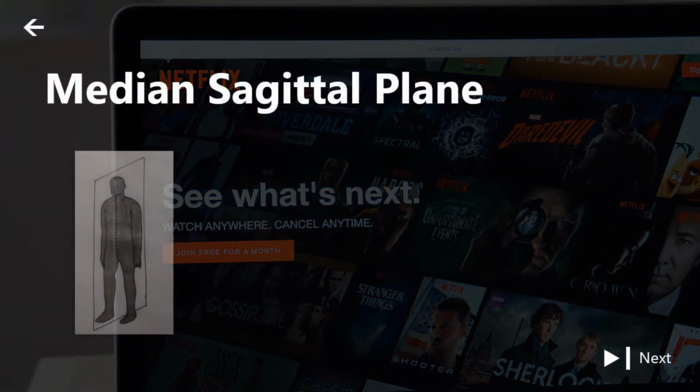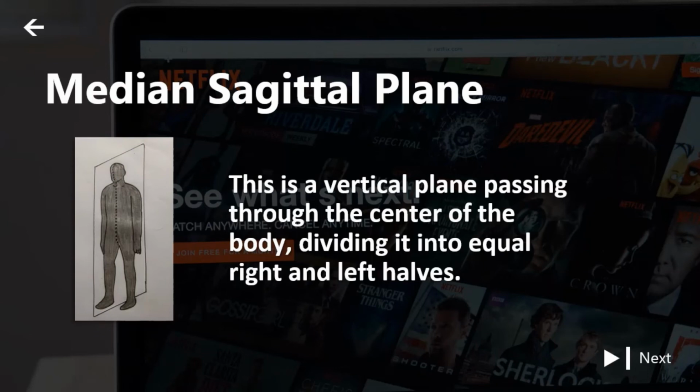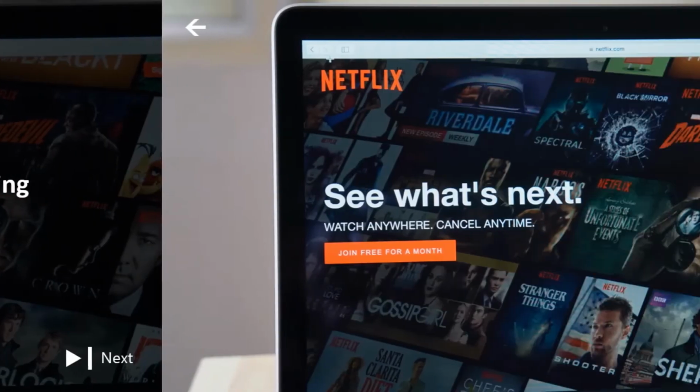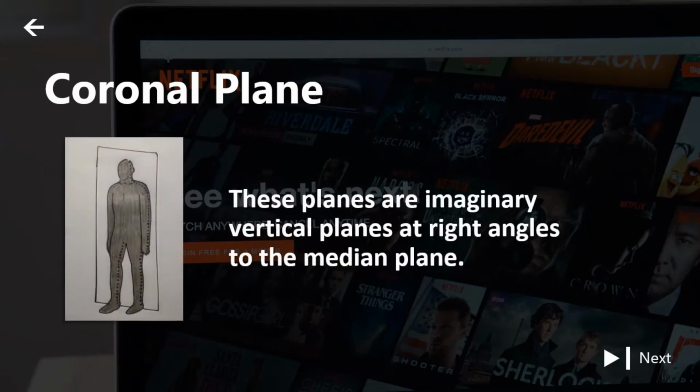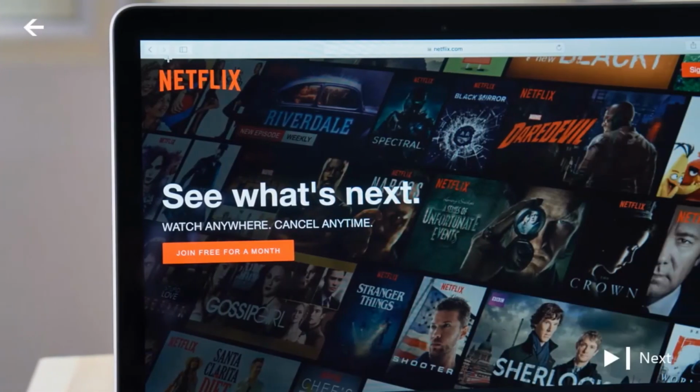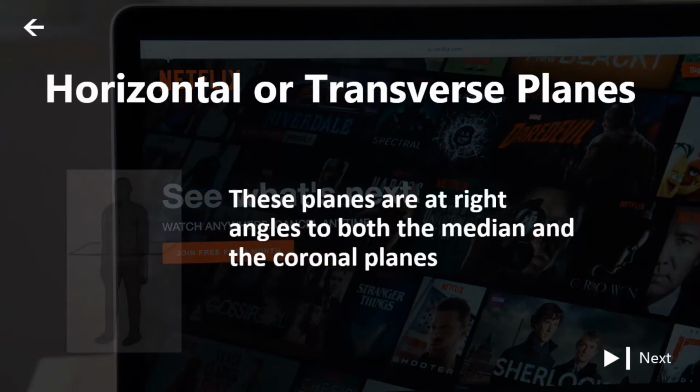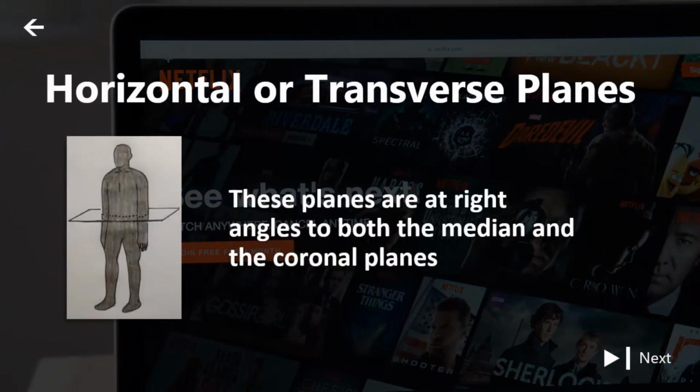So first is median sagittal plane. This is a vertical plane passing through the center of the body, dividing it into equal right and left halves. Second is coronal plane. These planes are imaginary vertical planes at right angles to the median plane. So the third one is horizontal or transverse planes. These planes are at right angles to both the median and the coronal planes.